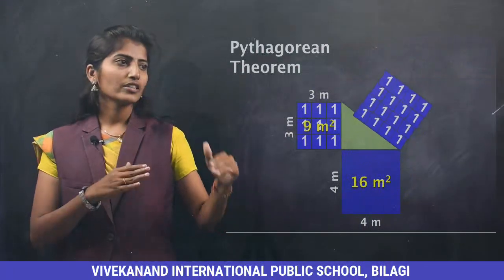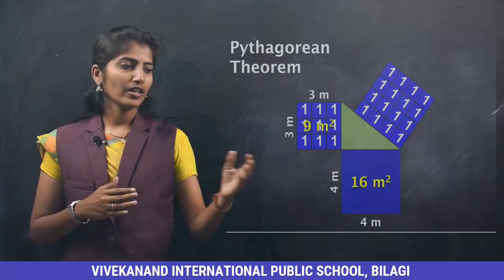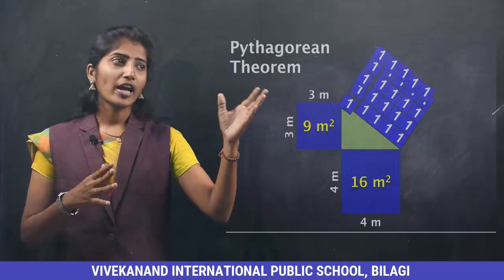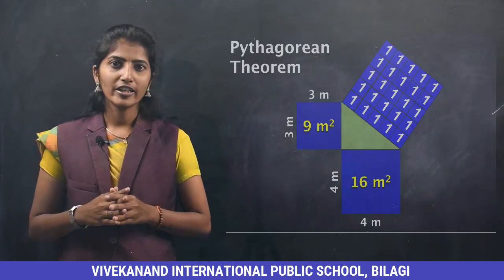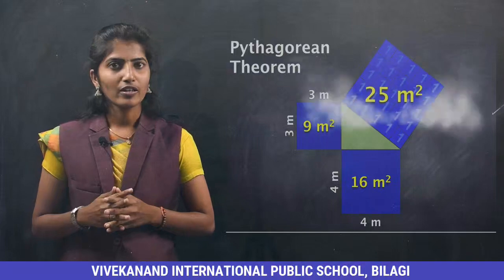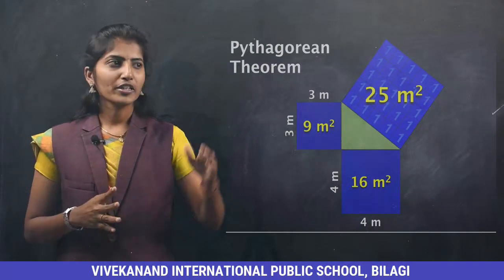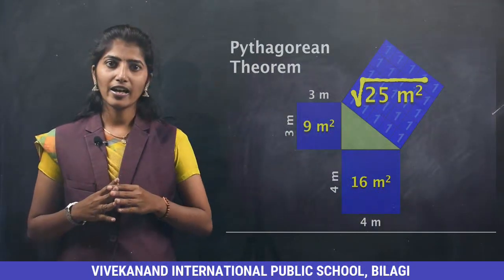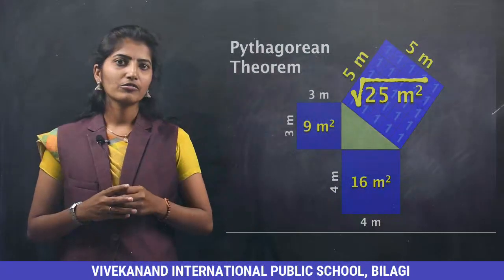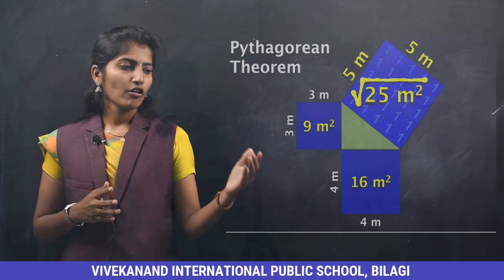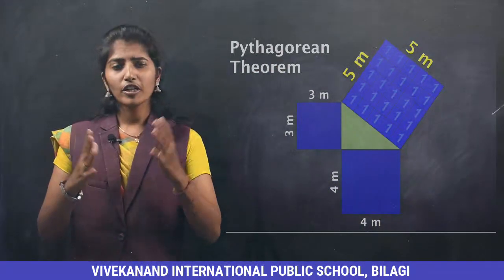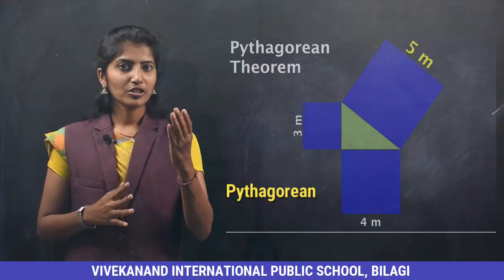By moving all the tiles, like 16 and 9 tiles, over the hypotenuse side, we get another square of length 5 by 5, measuring 25 meter square. If we put square root over it, we get the actual length of hypotenuse side as 5 meter. Thus, we get a right angle triangle with the sides 3 meter, 4 meter and 5 meter, which are often called Pythagorean triplets.